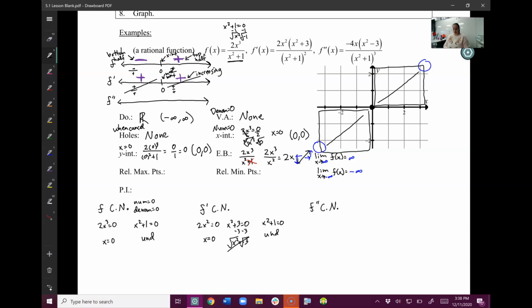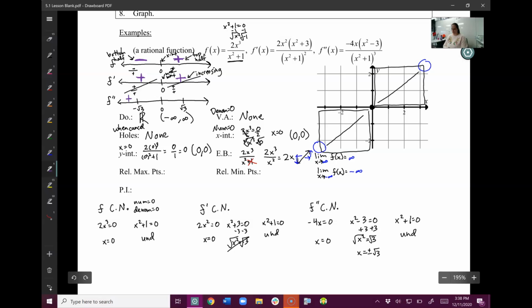Okay, now let's do f double prime. Let's find my critical numbers first. So I have all these equal to 0. If you solve that out, we're going to get critical numbers at 0, at plus or minus square root of 3. And now I plug things into my sign line again. So I'm going to leave that up to you. Pick a number left of here, so say negative 4 or whatever. Plug it into here, see if it's positive or negative.